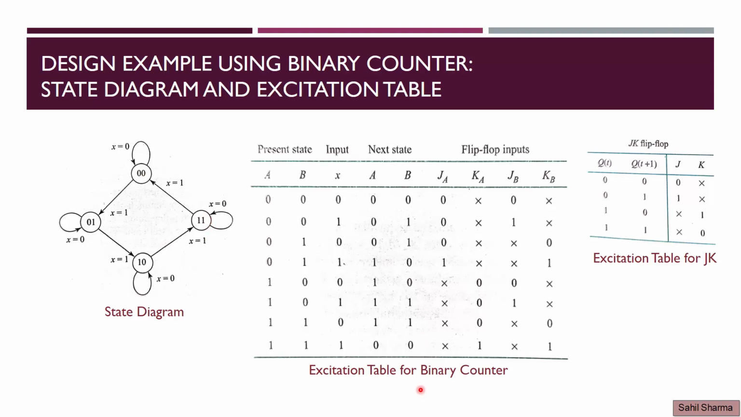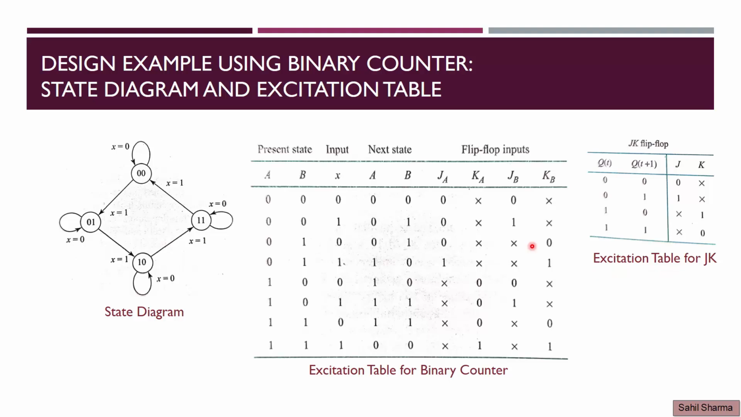Let's see the excitation table for the binary counter. The first 5 columns of the table, AB as the present state, X as the input, and AB of the next state, constitute the state table. JA, KA are the JK values of the flip-flop A. JB and KB are the values of the flip-flop B. Both the flip-flops are of JK. We can use the excitation table for JK to predict which value of J and K will come when the present and next value are being handled.